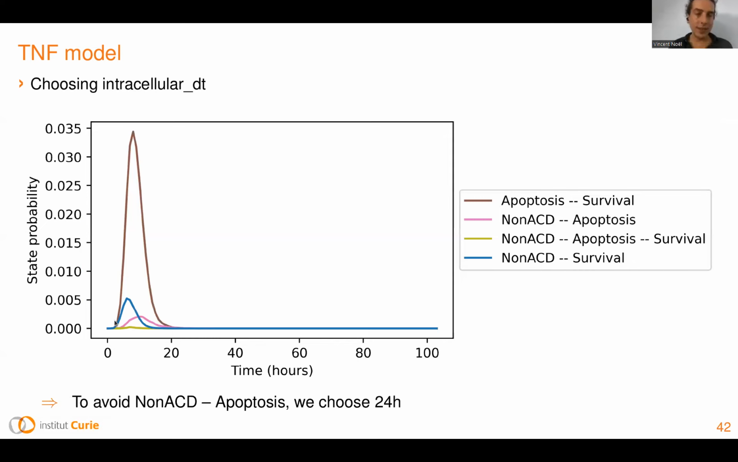So here, basically, we look at when these problematic transient phenotypes happen and when they stop. When they stop, we can conclude that at this time, the states which appear in the model are coherent with biology. And so we simulate until this time. To avoid these problematic phenotypes, we choose to simulate our model for at least 24 hours, for exactly 24 hours. And so our intracellular dt will actually be 24 hours, so 1,440 minutes.